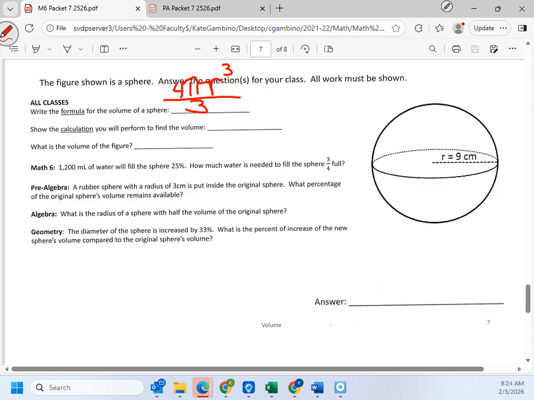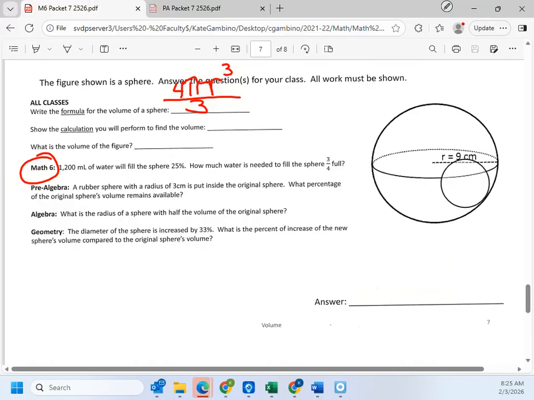Then we have to do the math 6. 1,200 milliliters of water fill the sphere 25%. 25% is 1/4. Right? So we want to know how much 3/4 would be. So if we know 25% is 1/4, we need to multiply that up to 3/4. That's your answer for down here.